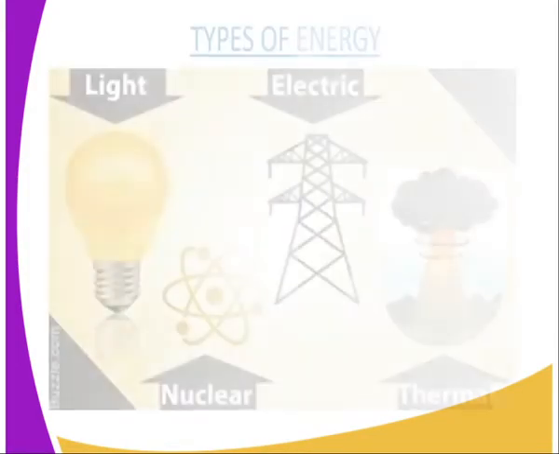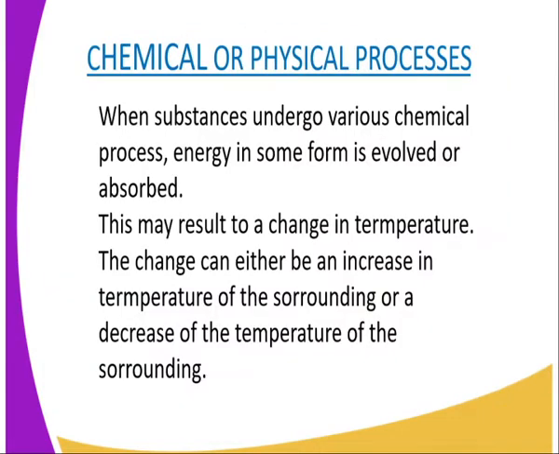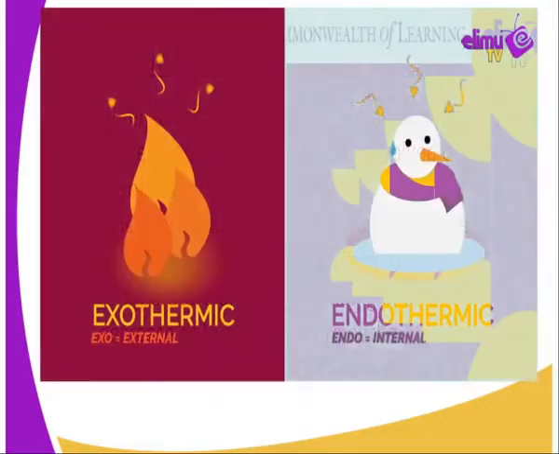So, which types of energy do we have? From the illustration, as you can see, we have light energy, electrical energy, nuclear energy, thermal energy, and they can be converted from one form to another. So what are some of the physical processes? When substances undergo these chemical processes, some energy may be evolved or absorbed, and this results in a change in the temperature of the surrounding, which may cause an increase or a decrease in temperature of the surrounding.